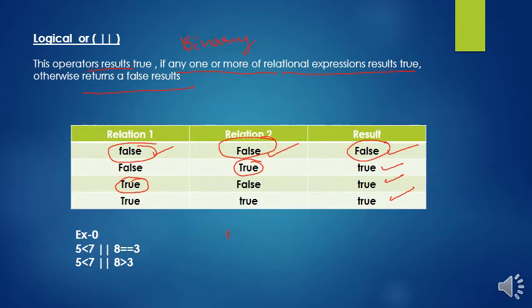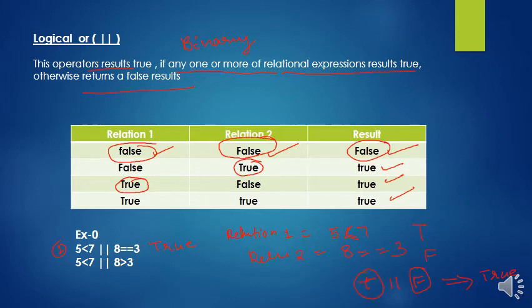For example, here, children, see, relation 1 is 5 is less than 7 and relation 2 is 8 is equal to 3. So first, the 5 is less than 7 condition is what? True. The 8 is equal to 3 condition is false. So true or false. If any expression is true, then it will result what? True. So example 1 will give the result true.